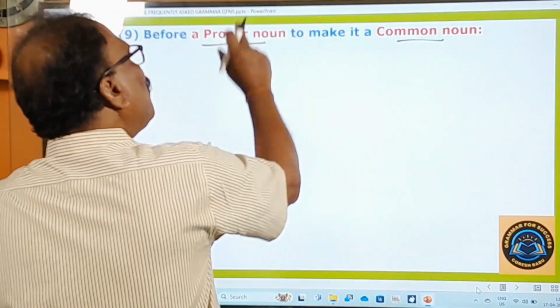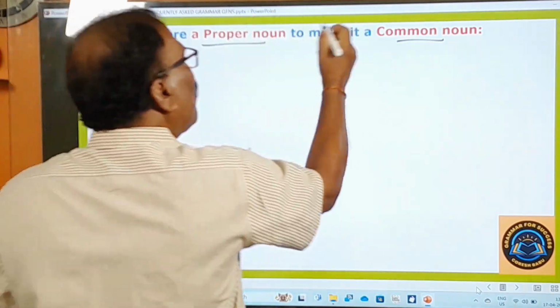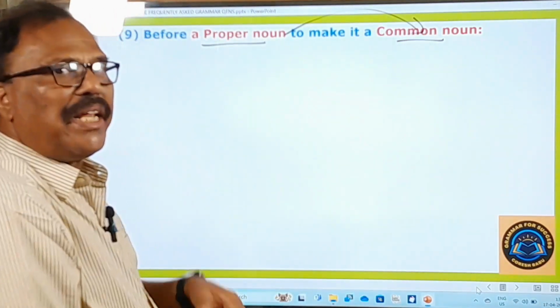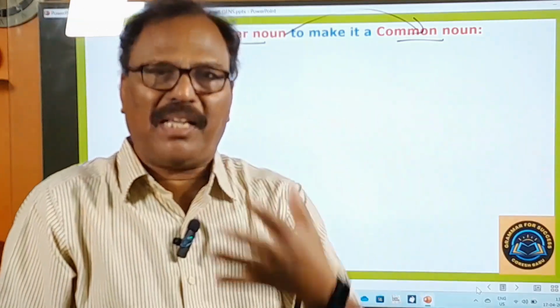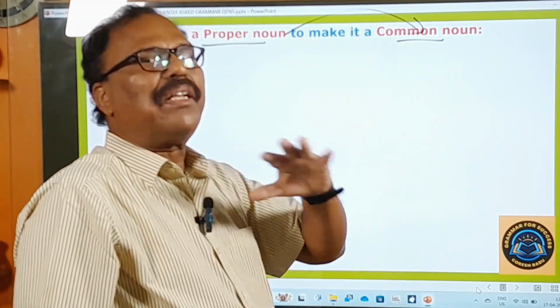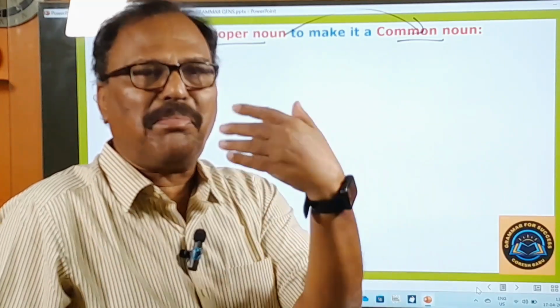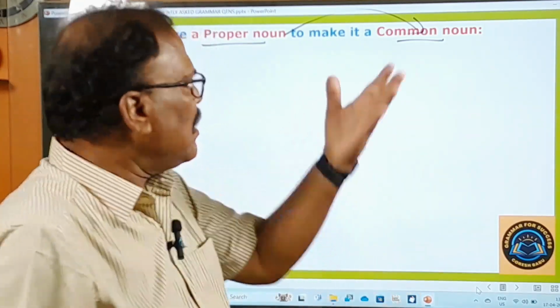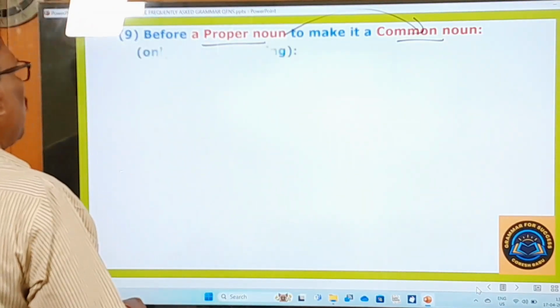And whenever you use the definite article before such proper nouns, they become common nouns. Common noun means names given commonly to the persons, places, things. I need not tell you all these things very clearly because that is very easy to understand. Common noun means name given to a person commonly, to a thing commonly, to a place commonly. And here let me give you one example to make you understand this.